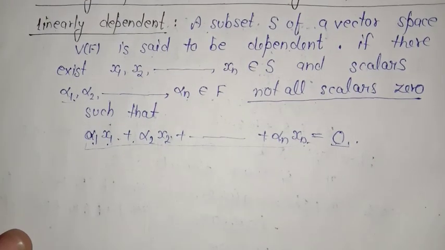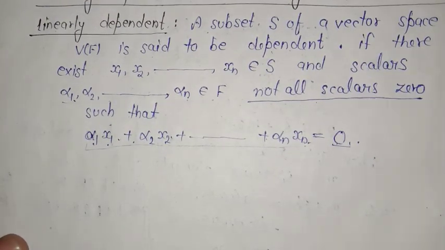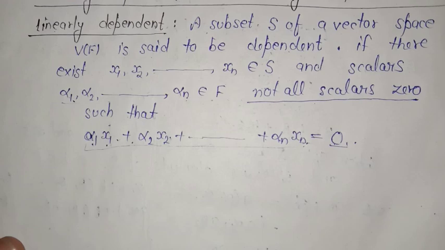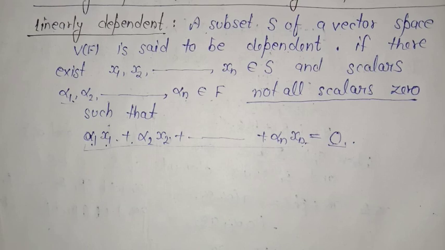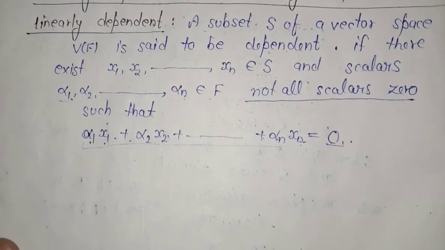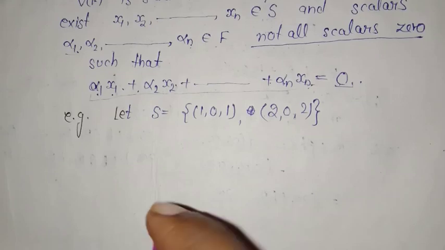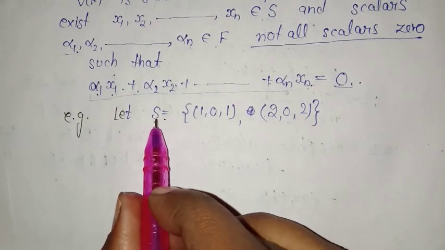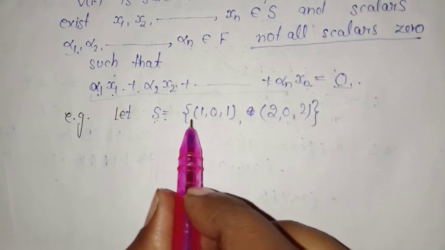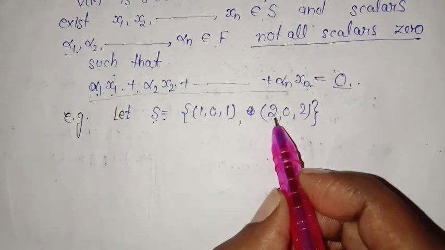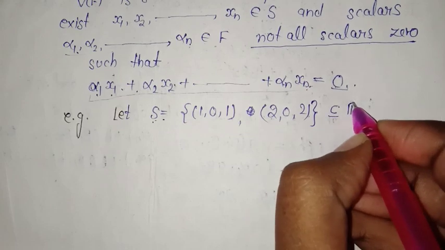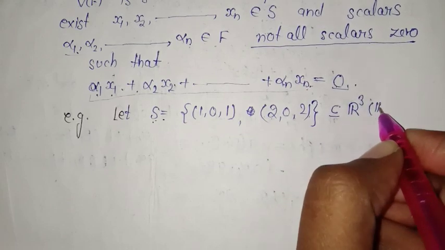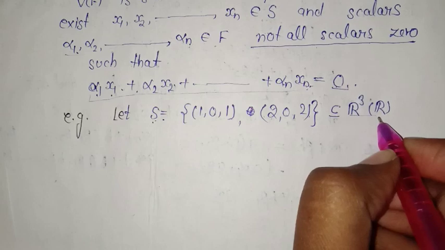Now I will take one example. There are more methods to check whether the given set is linearly dependent or independent. I will discuss it, but today we will discuss just the definition and the examples. So our first example is the set S equal to (1, 0, 1), this is the first vector, and (2, 0, 2), this is the second vector. This is contained in R cube over R. So this is our V, R cube over R.